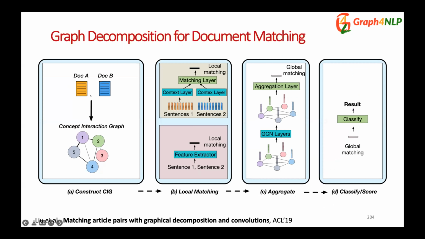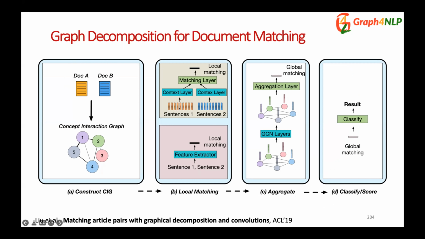So let's say now we are performing the document pair matching. We have document A and document B. We construct the concept interaction graph according to what we have described. And then on each node, we have two lists of sentence subsets from document A and B. In this way, we can perform short text matching on each node.